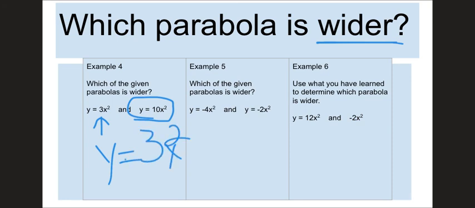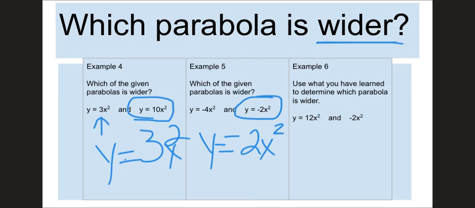All right. Which of the given parabolas is wider for example 5? Negative 4x is further away from 0. Y equals negative 2x squared is closer to 0. So this is the wider of the two parabolas. It is closer. The number negative 2 is closer to 0 than negative 4. And of course, you can verify these on the Desmos graphing calculator.